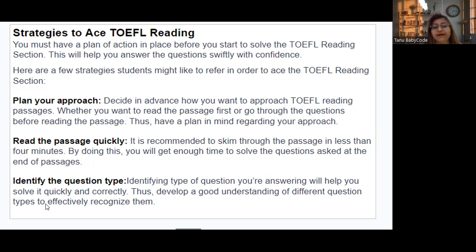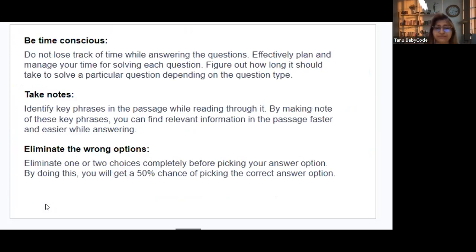Second is read the passage quickly. You have to skim through the passage very quickly, in less than 4 minutes I would say, because you will get enough time to solve the questions asked at the end of the passage. Third, identify the type of question you're answering so that you can solve it quickly and correctly. Develop a good understanding of different questions so that you can effectively recognize them.